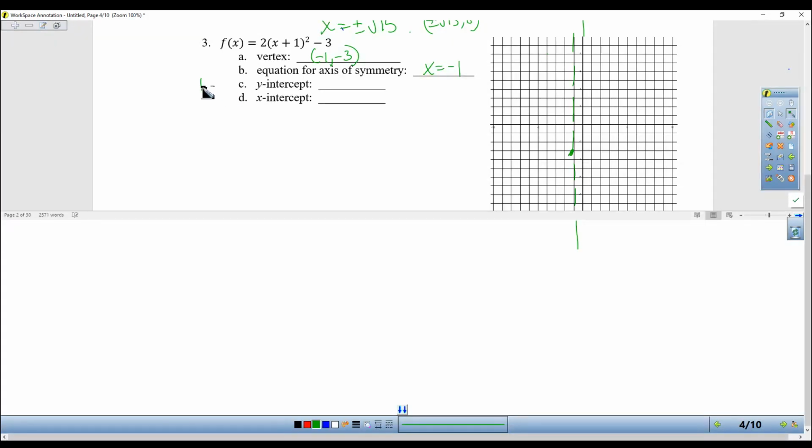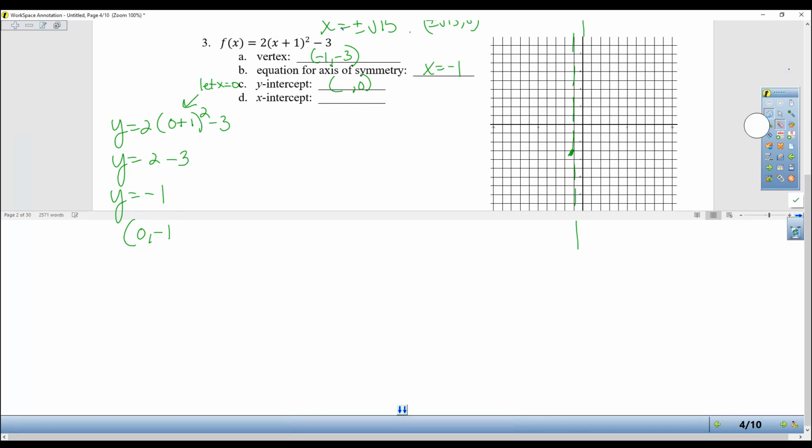We find the y-intercept by letting x be equal to 0. Y is 2 times 0 plus 1 squared minus 3, because it's going to be something comma 0. It's going up, so I can kind of look like that. Y is equal to 2 times, well, 1 squared is just 1 times 2 minus 3. Y is equal to negative 1. Don't forget to write it as an ordered pair. 0 comma negative 1. And now that I have that point, I also have this point.